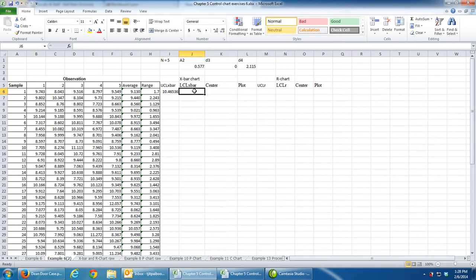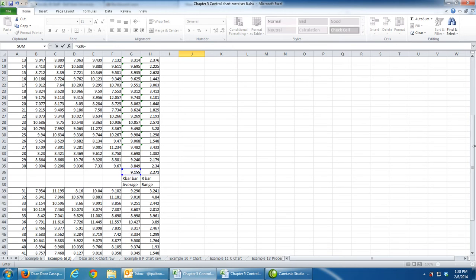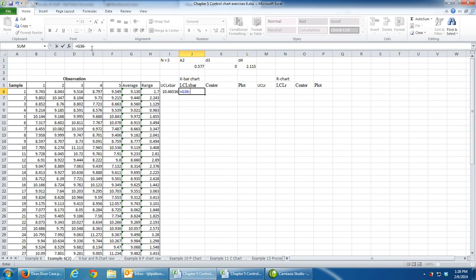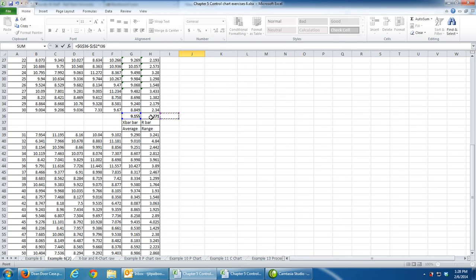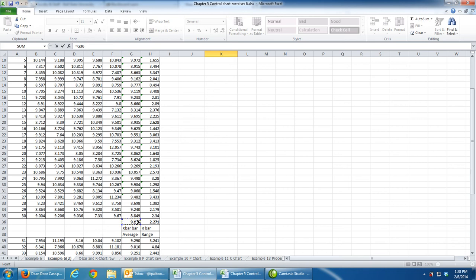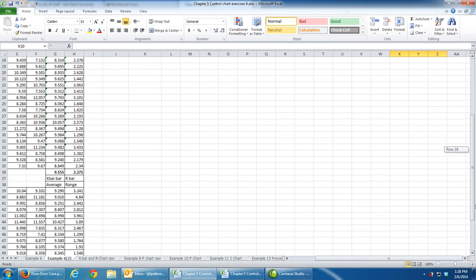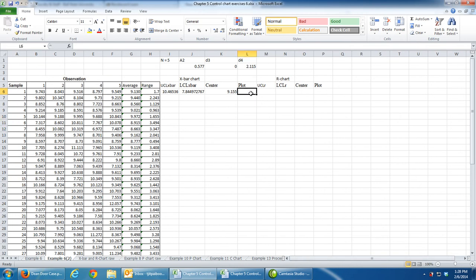For the lower control limit, I'm going to use X double bar minus A2 times R bar. Oh, don't forget function 4. Okay, for the center line, I'm going to pick X double bar. Don't forget function 4. Okay, for the plot, I'm going to select X bar.